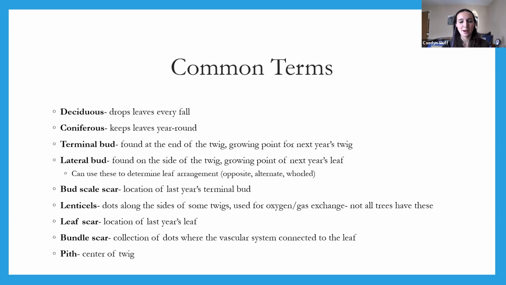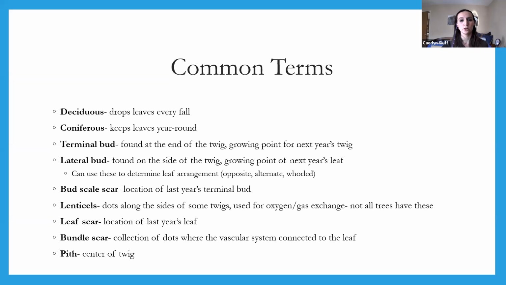A bundle scar is inside the leaf scar. It'll be a little collection of dots, 3, 5, whatever, and that is where the vascular system connected to the leaf, where that xylem and phloem and all of those nice nutrients went into the leaf from that tree. And then the last thing is the pith, which is the very center of the twig.